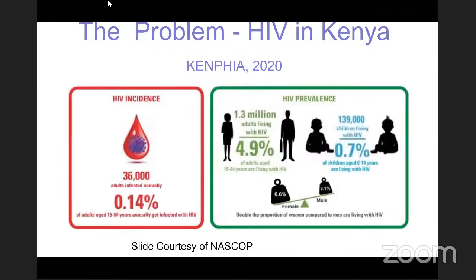So then we have an HIV problem in Kenya. In a recent survey known as KENPHIA that was done by NASCOP, we still have about 36,000 annual HIV infections among adults. If you think in terms of bus loads, these would be so many bus loads, probably over 100,000 bus loads of people getting HIV every year. And we still have about 1.3 million people living with HIV in Kenya, translating to about 4.9% prevalence. And we also have about 139,000 children living with HIV.